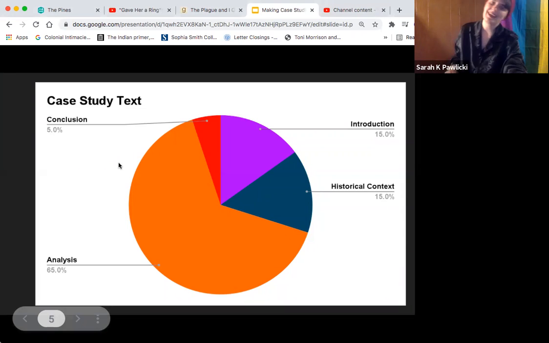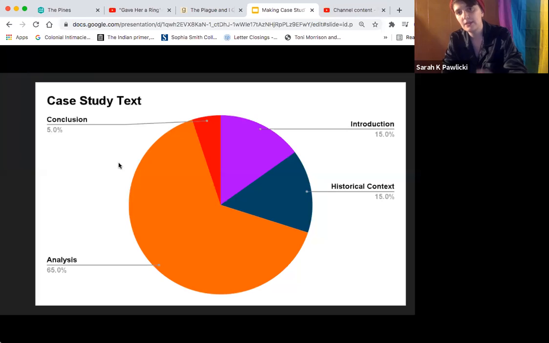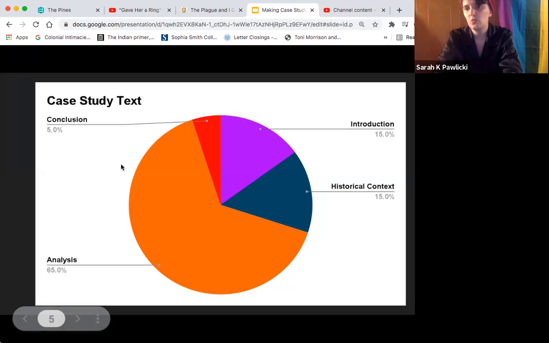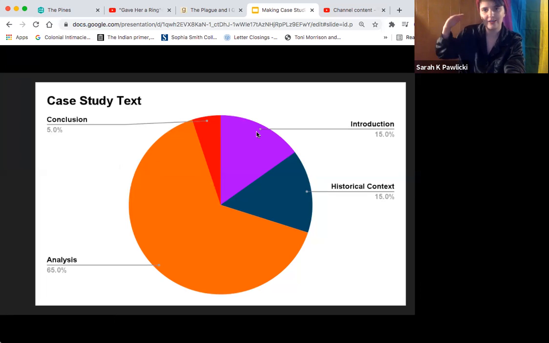This pie chart just has a brief overview of the general breakdown of a case study in terms of word count. So if an average case study is approximately 2,000 words, the introduction, which includes the hook from a primary source to sort of draw a reader in, is approximately 15% of the text. The historical context that just lays the foundation for your case study site and tells the reader what they need to know to understand the site is about as long as the introduction.